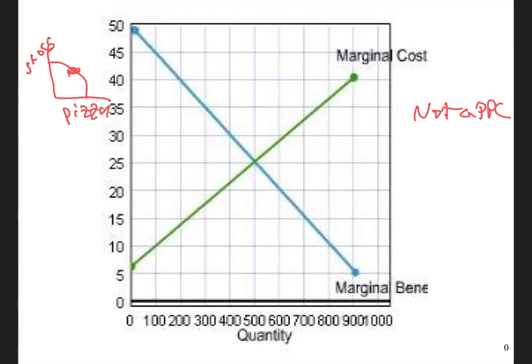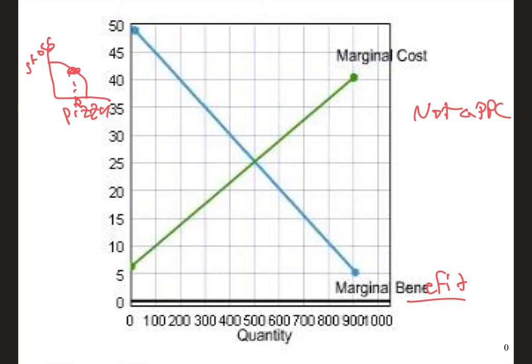The question becomes, how do we know that society wants that quantity of pizza, right? What happens if the society decides they want more pizza? How do we measure that and show that in an economics graph, okay? We use this concept of marginal benefit and marginal cost, okay? This should say benefit right here. Let's look at these curves.